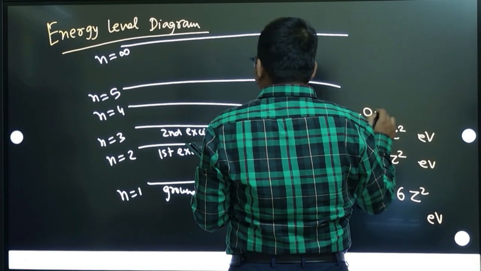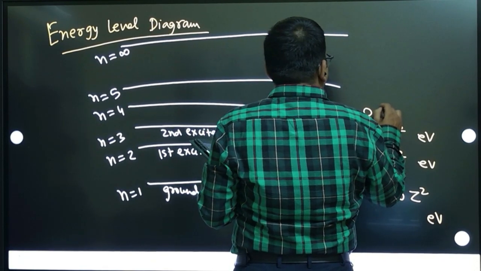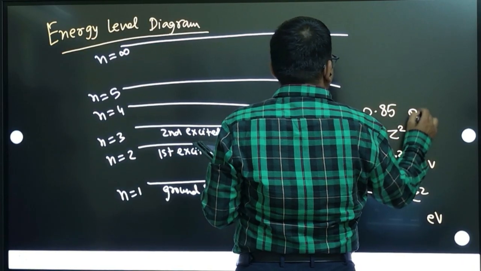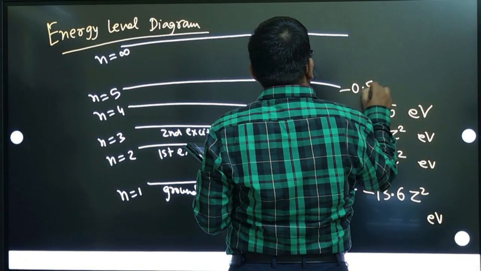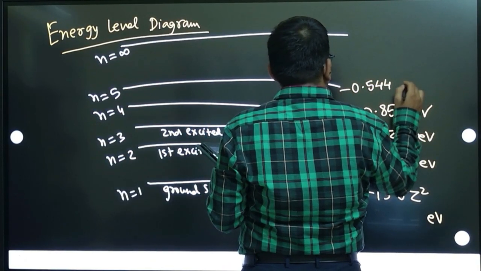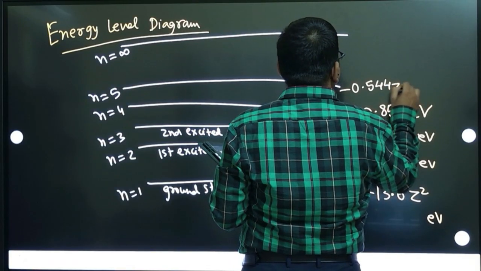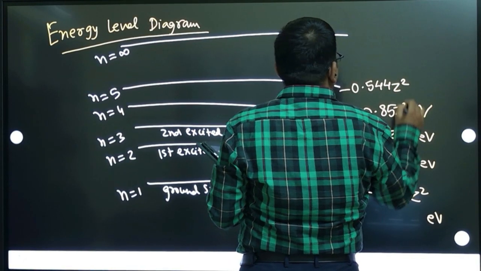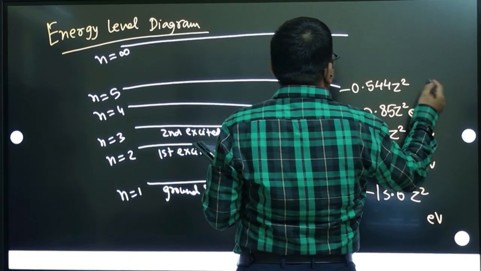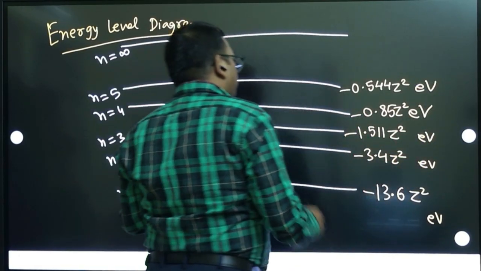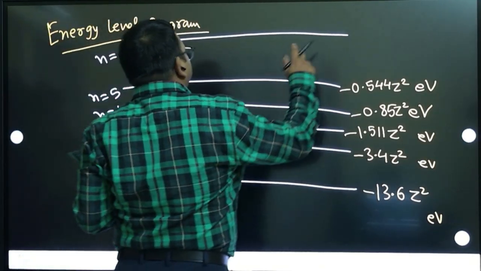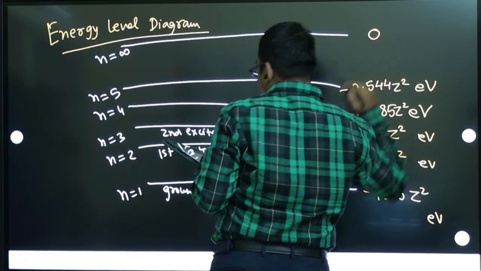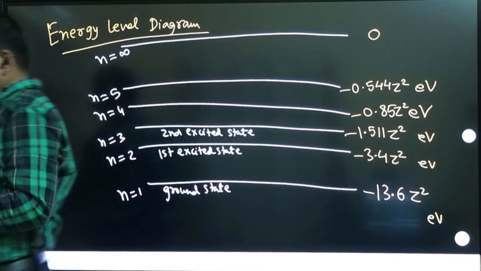Minus 0.85, also in electron volt. Minus 0.544, also in electron volt. Z square is also multiplied in these terms. If you take hydrogen, that means it is 1 only. Okay. So remember this, remember at least till 5. And when you take infinity, it becomes 0. Energy is 0 at infinity.